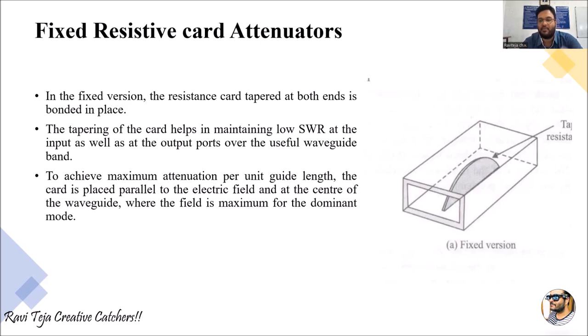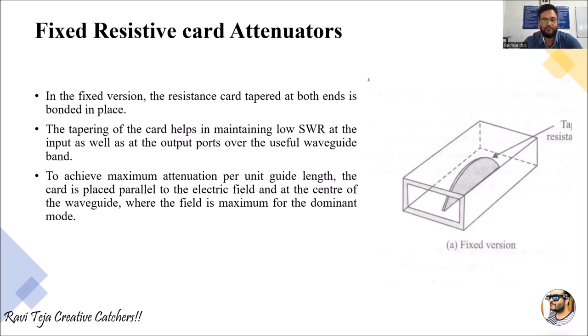In order to achieve the maximum attenuation, that means the power can be mostly reduced, the card, the bump-like structure which is placed, is parallel to the electric field and at the center of the waveguide. The structure you see over there acts as a speed breaker. For vehicles we use speed breakers in order to reduce the speed of the vehicles. Similarly, this structure is placed in the middle, or center, of the waveguide such that it attenuates the signal. Along with that, it is also parallel to the electric field.